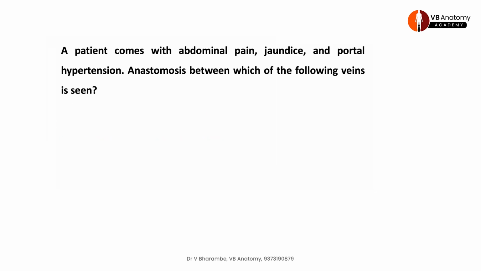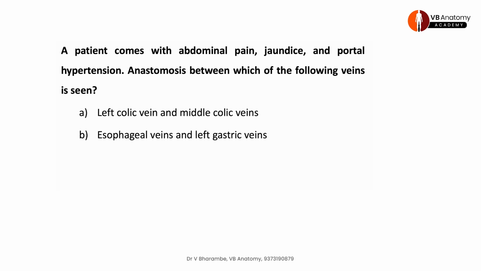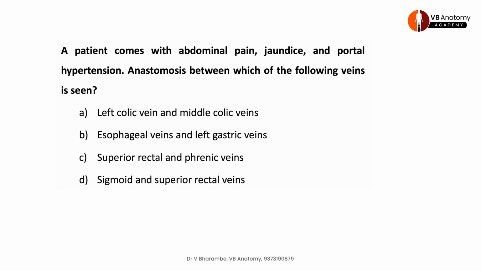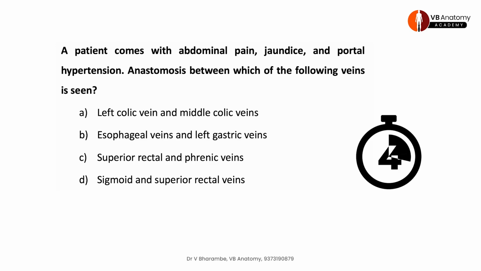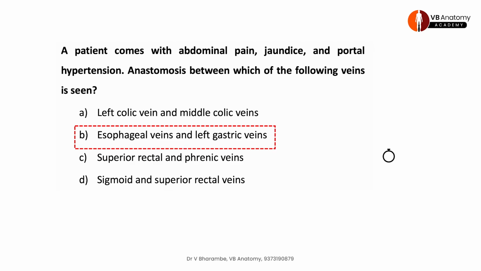A patient comes with abdominal pain, jaundice and portal hypertension. Anastomosis between which of the following veins is seen? Left colic vein and middle colic veins, esophageal veins and left gastric veins, superior rectal and phrenic veins, sigmoid and superior rectal veins. Esophageal veins and left gastric veins.